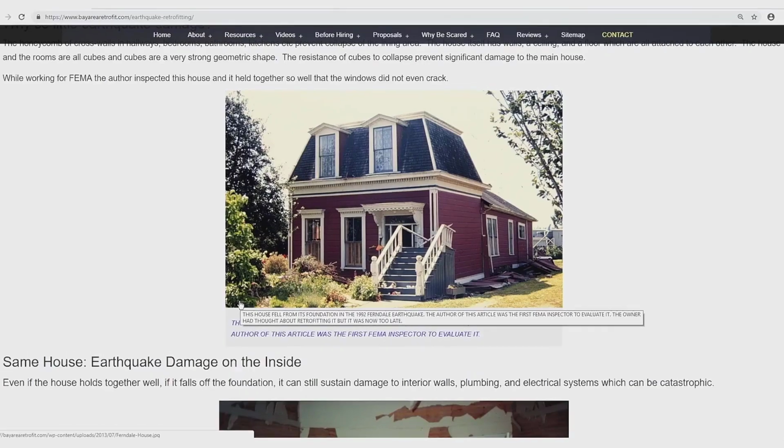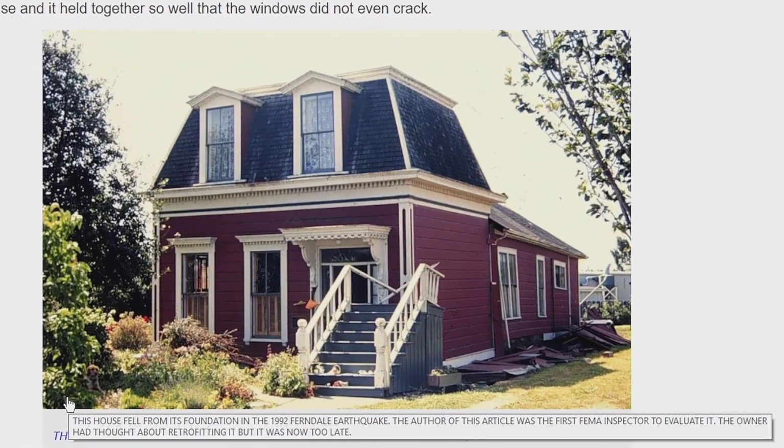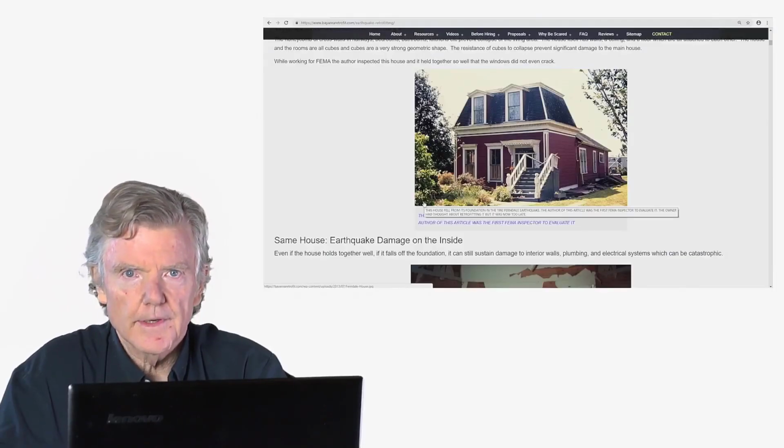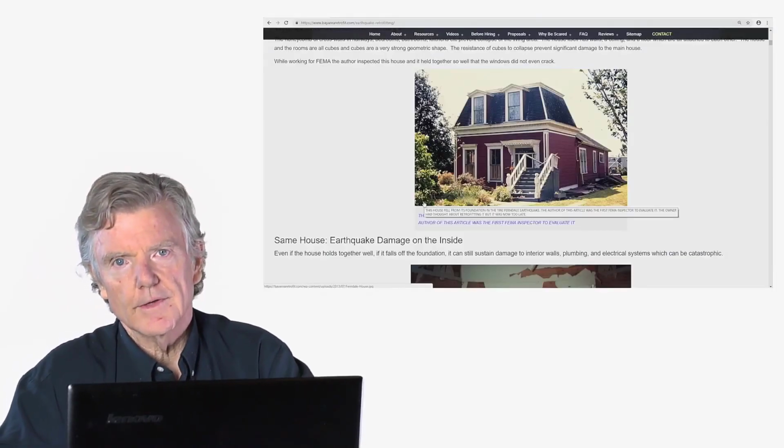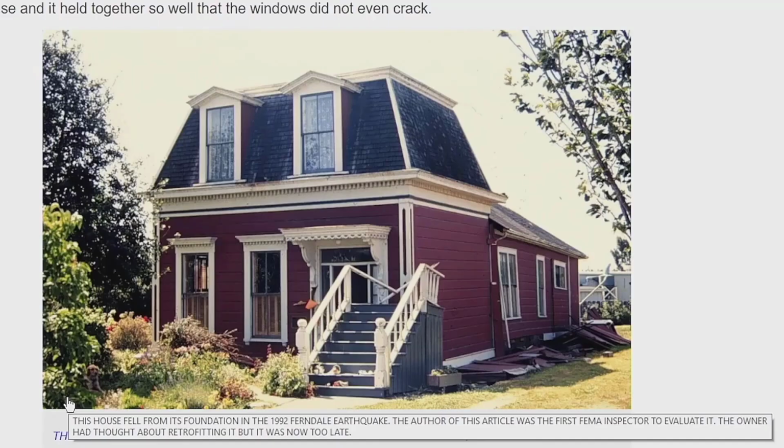Here's another example that shows you why the whole house does not need to be retrofitted. Some people think, well, you need to start tearing off the walls in the first story and putting a bunch of plywood there, etc. That's absolute nonsense. You don't need to do that. Again, here's an example to show you why. And when I worked for FEMA, I was actually the first inspector at this house. It was in Ferndale, California in 1992. But the thing I'd like to point out is you see how the windows, the glass isn't even broken? This fell pretty far.